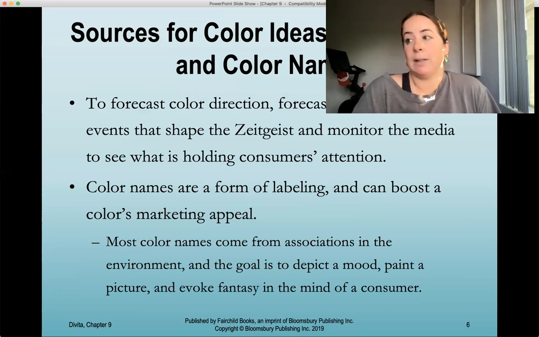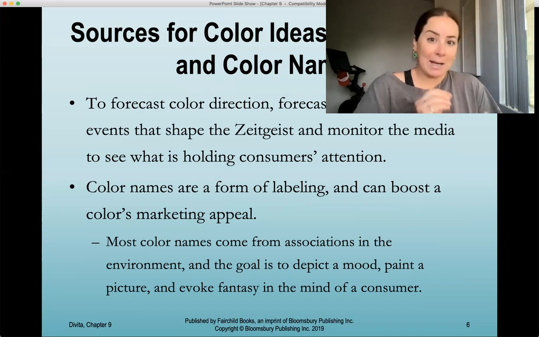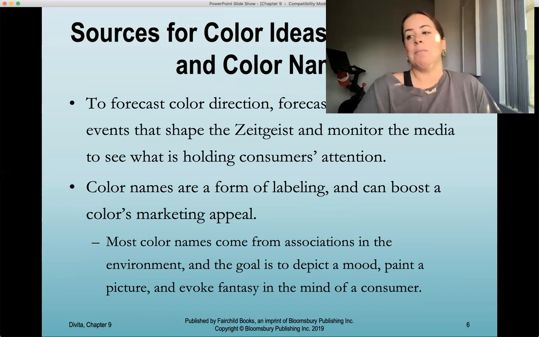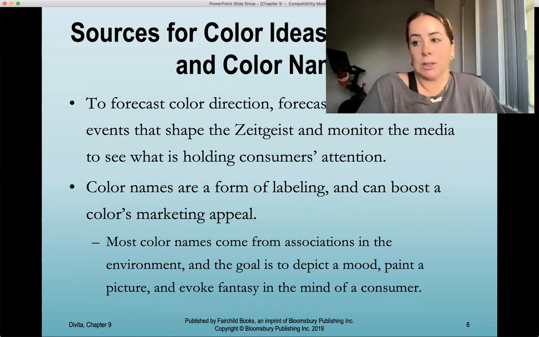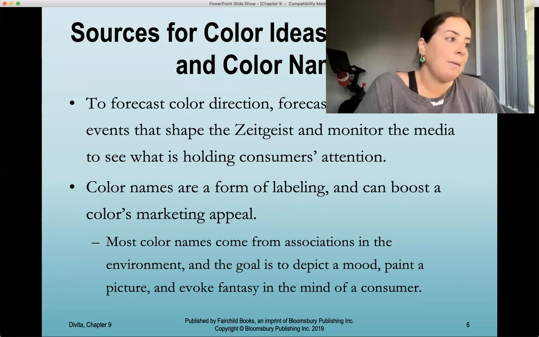Color names are a form of labeling and can boost a color's marketing appeal. So a name can really affect the popularity of a color. Most color names come from associations in the environment, and the goal is to either depict a mood, paint a picture, tell a story, evoke a fantasy in the mind of a consumer.